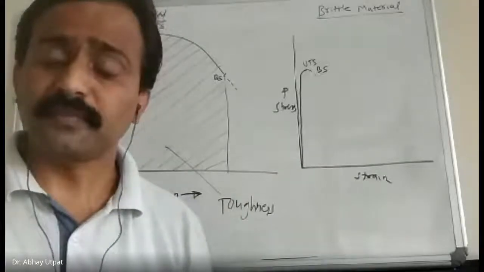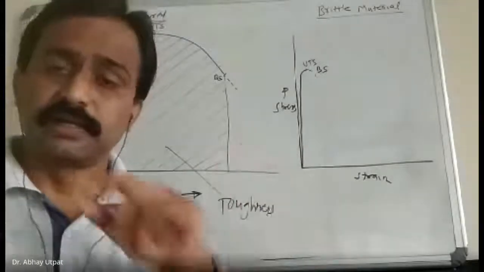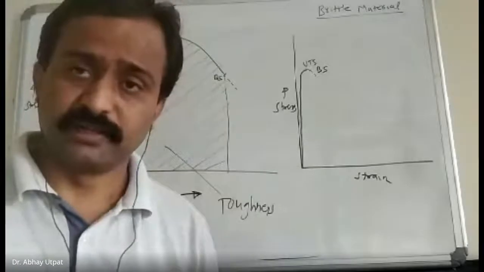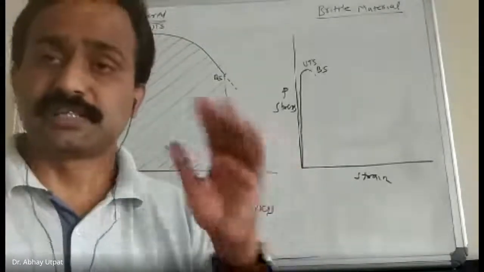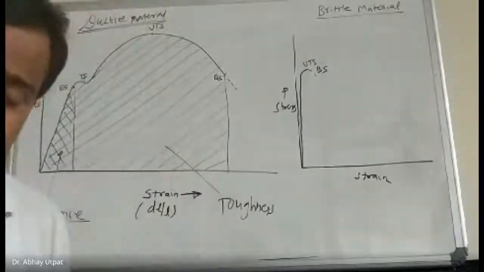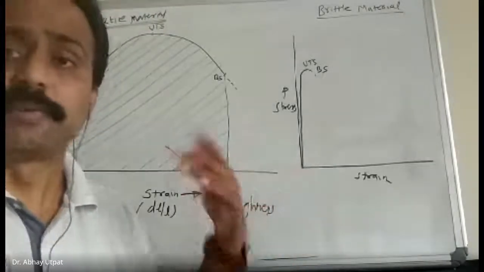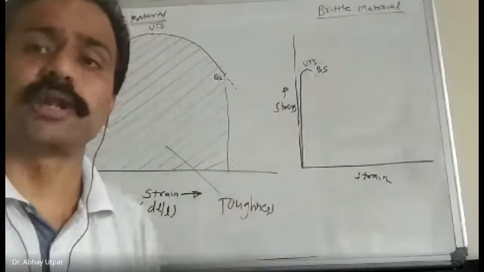Okay. Now, that's why steel is more ductile. Steel is having good tensile strength. That is, ductile materials are having good tensile strength, and brittle materials are having poor tensile strength.